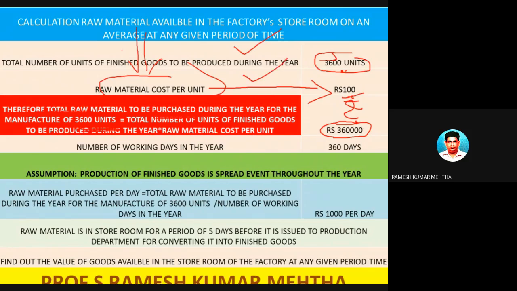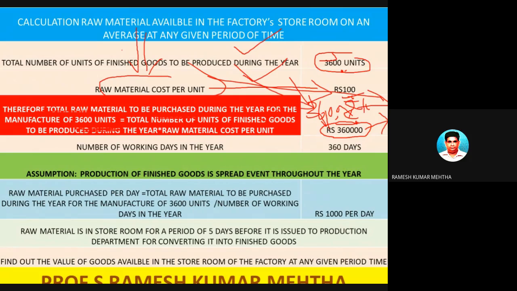Again, I am telling you that I want to produce 3600 units. For one unit, the raw material consumed is 100 rupees. So to produce 3600 units, I have to purchase 3600 into 100 rupees of raw material. The total amount of raw material is given by the formula: total number of units to be manufactured, that is 3600 units, into raw material cost per unit, is equal to 3,60,000 rupees worth of raw material to be purchased. Number one, number two, number three are clear.